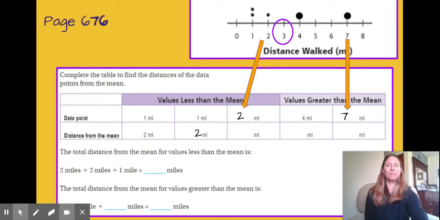And then the total distance from the mean for the values less than 3 are 2 miles plus 2 miles plus 1 mile. So it's 5 miles. Then when you look at the total distance from the mean for the values greater than 3, you need to add 4 plus 1, and that gives you 5.